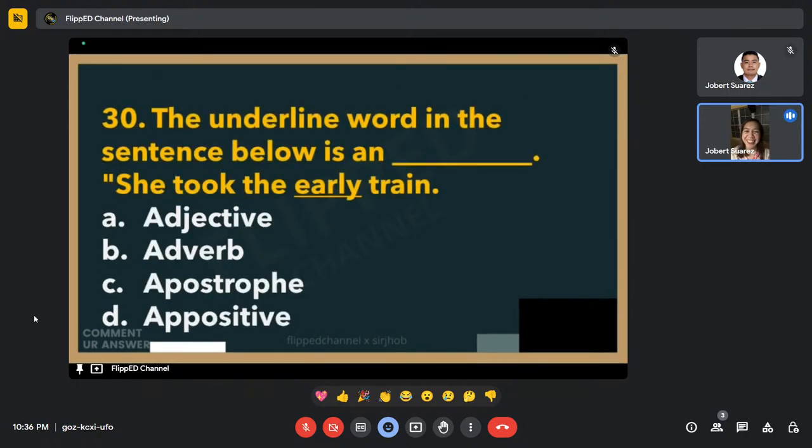We're halfway. Okay, more than halfway na tayo. Tuloy-tuloy natin. The underlined word in the sentence below is an or a blank. She took the early train. The underlined word is early. What part of speech is that?